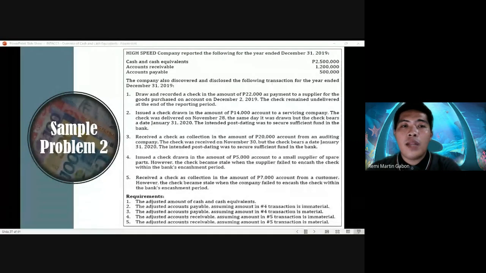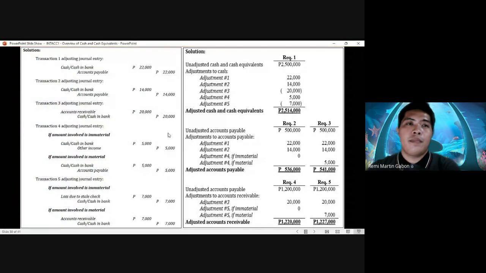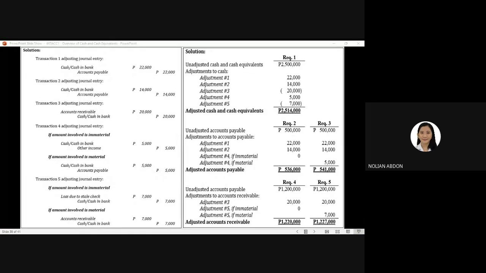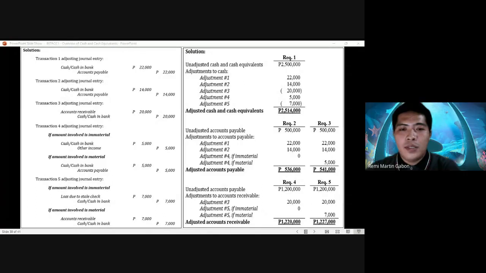But because of non-delivery, our adjusting journal entry will be like this: debit cash or cash in bank and credit accounts payable, 22,000. That is the solution. Yes, sir. Okay. Sige. Next.